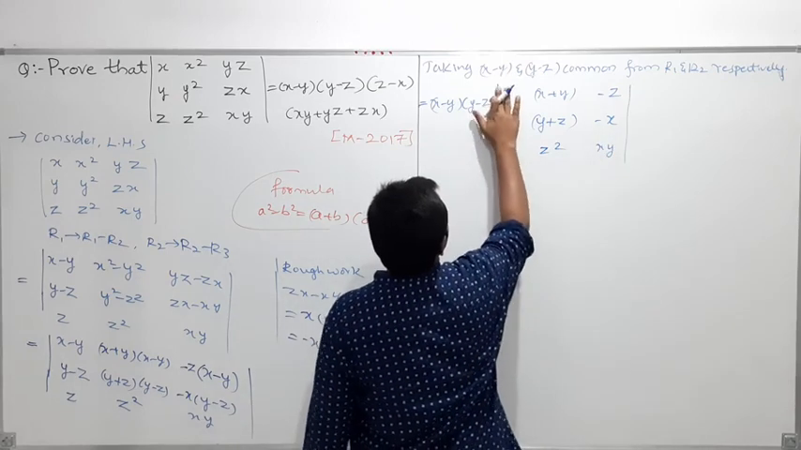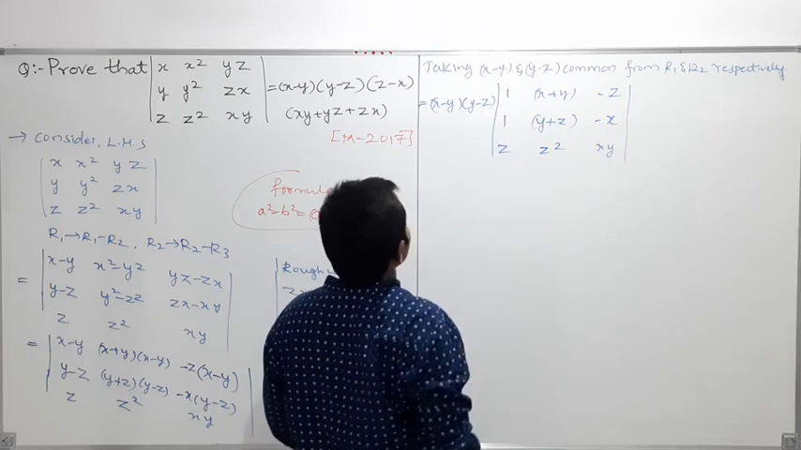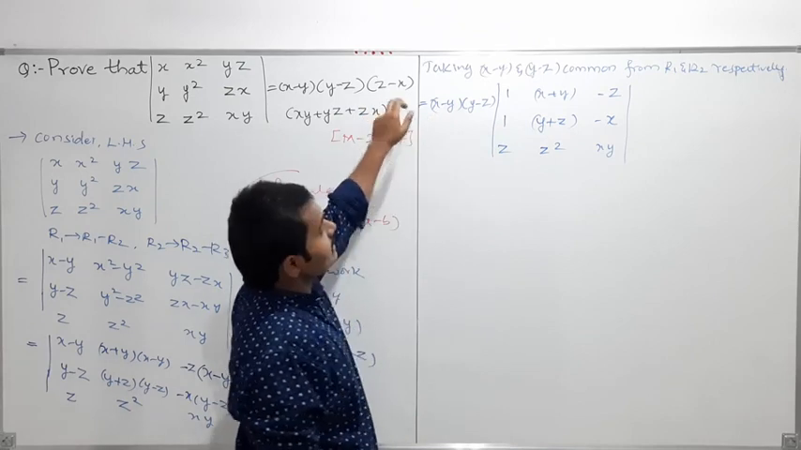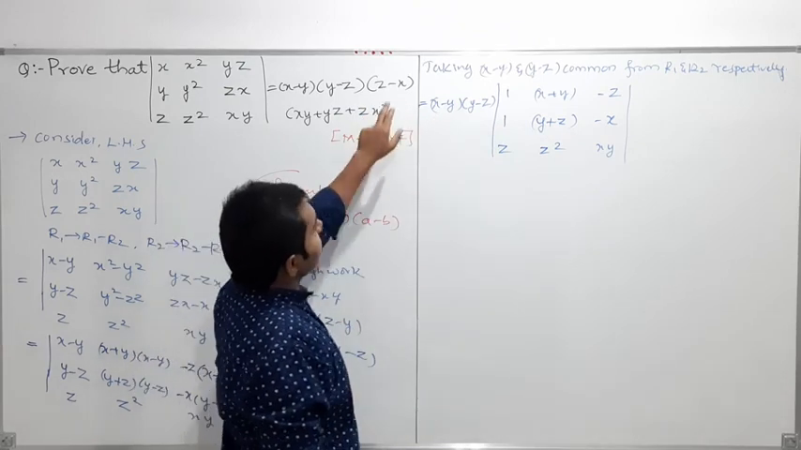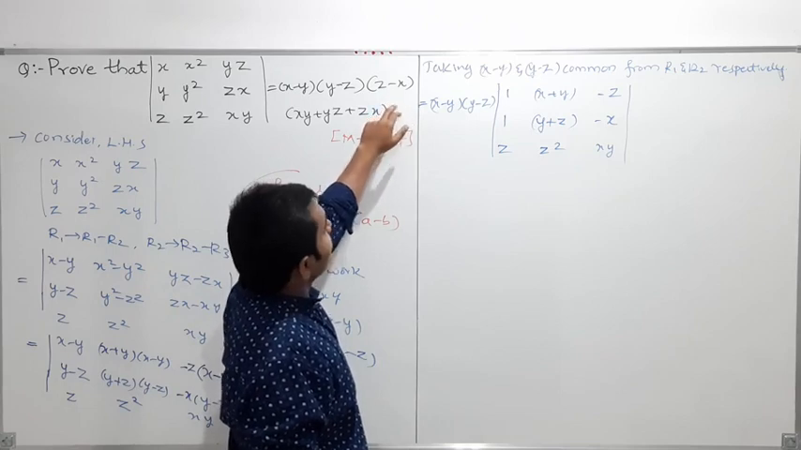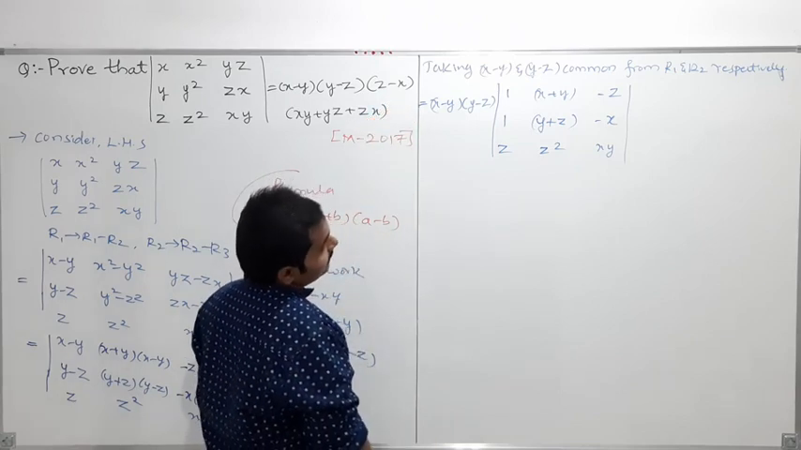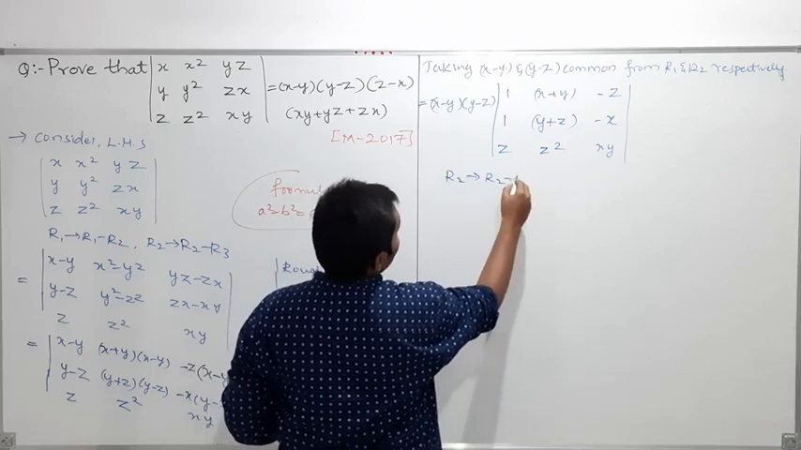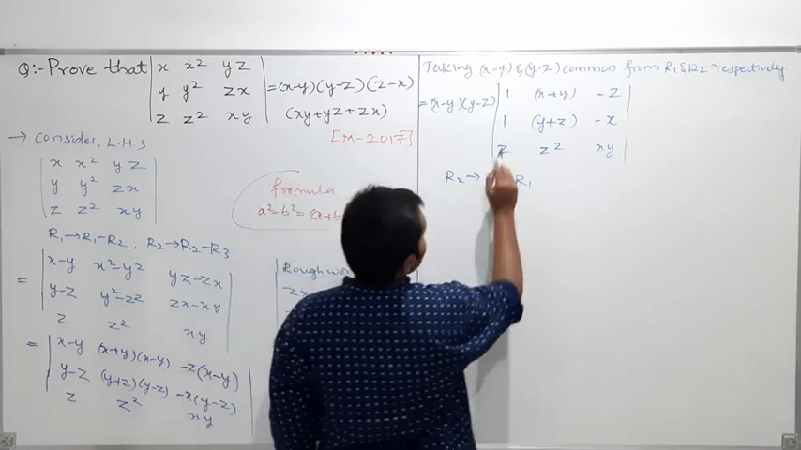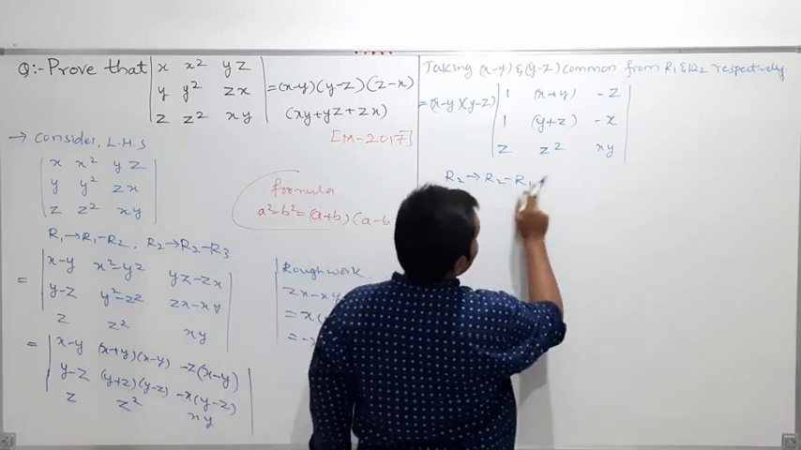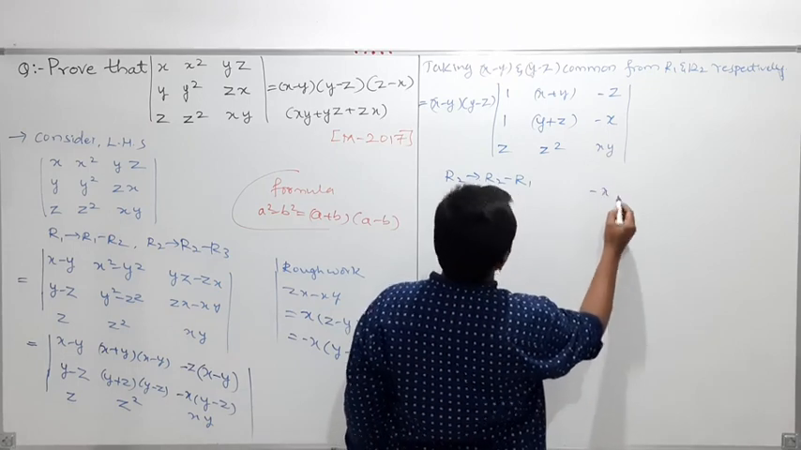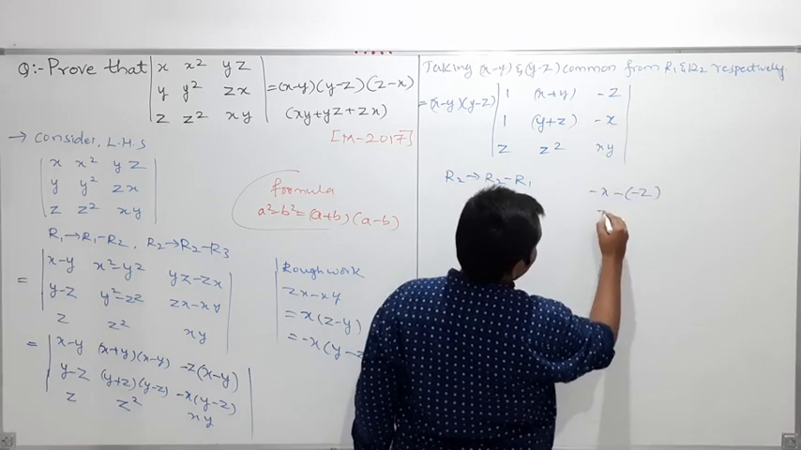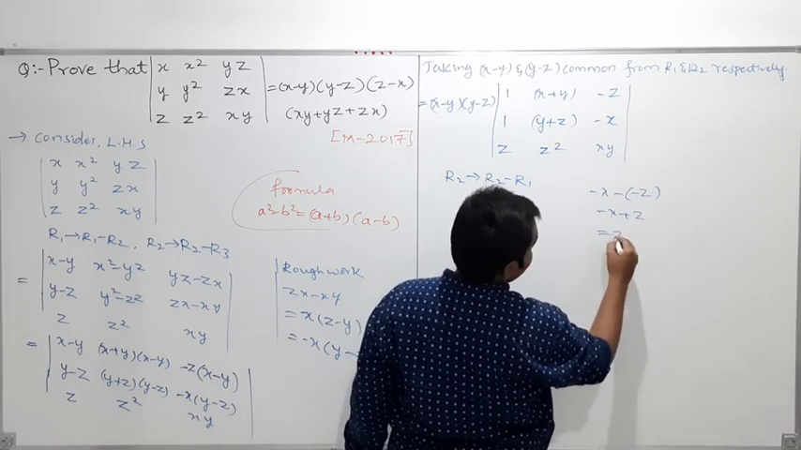Clear? So next my dear students, what is required? X minus y I have outside, y minus z also I took. The next term is z minus x. So when will we get z minus x? When we apply row 2 changes to row 2 minus row 1. Here 1 minus 1 will become 0. Then minus x, minus of minus z, so minus x plus z. So this can be written as z minus x.